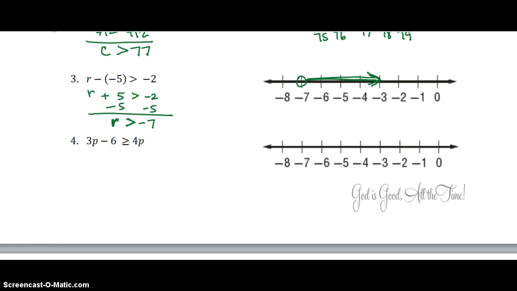Now they've thrown us a curve ball. We've got P on both sides of the equation. So I'm going to just go ahead and subtract 3P so that I can do this in as few steps as possible. -6 is greater than or equal to.